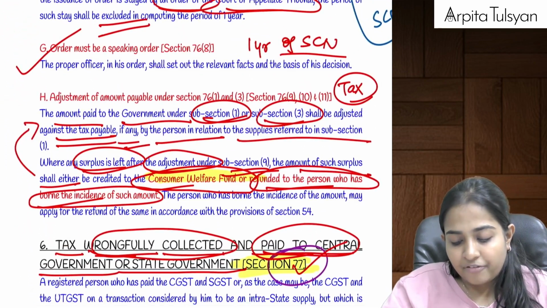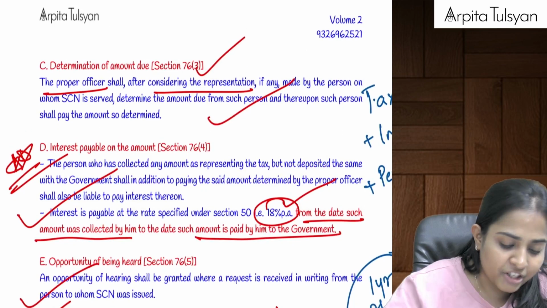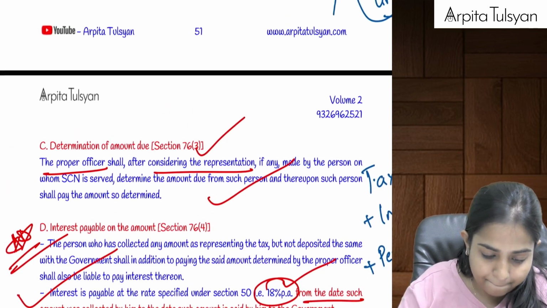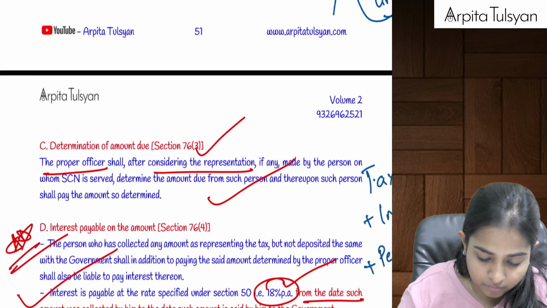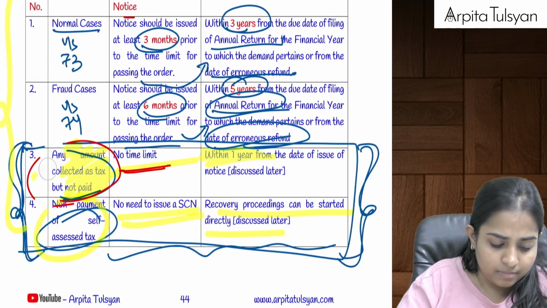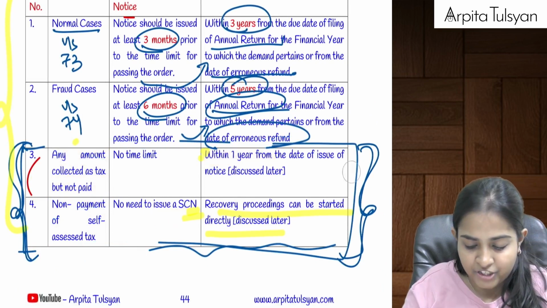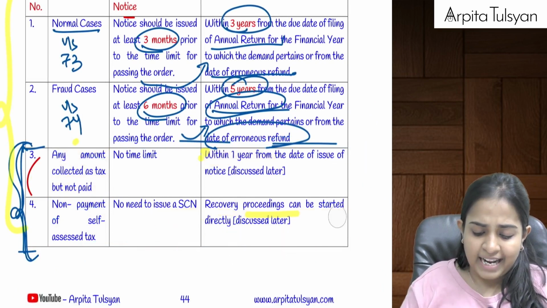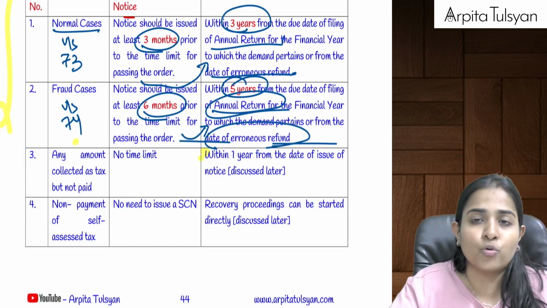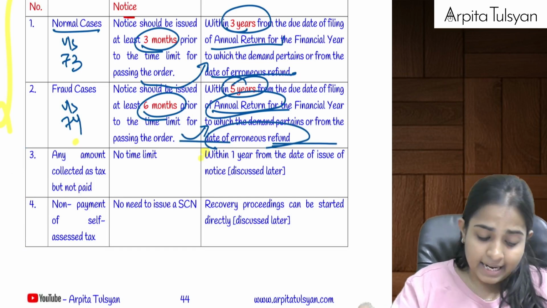Yes. Then after that, one more table which I want to show here is this one. Can you see this last one? This was the summary table which I had shown you, the time limit for issuing the show cause notice and for passing the order.